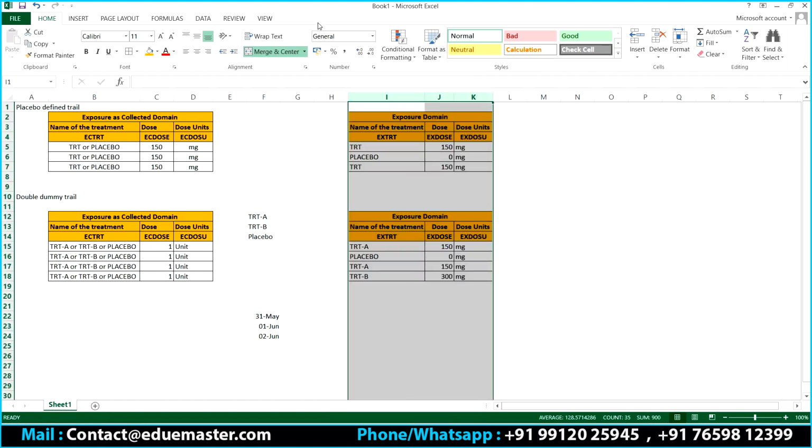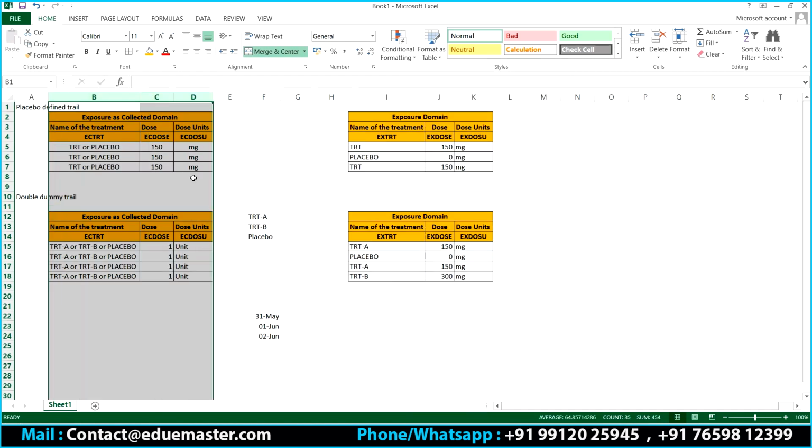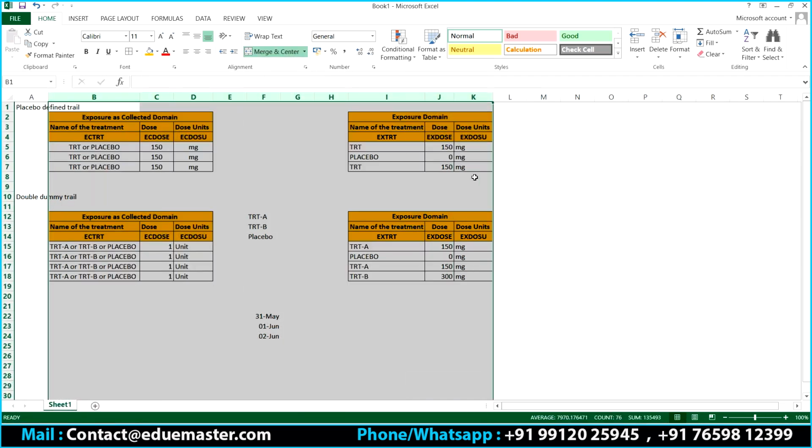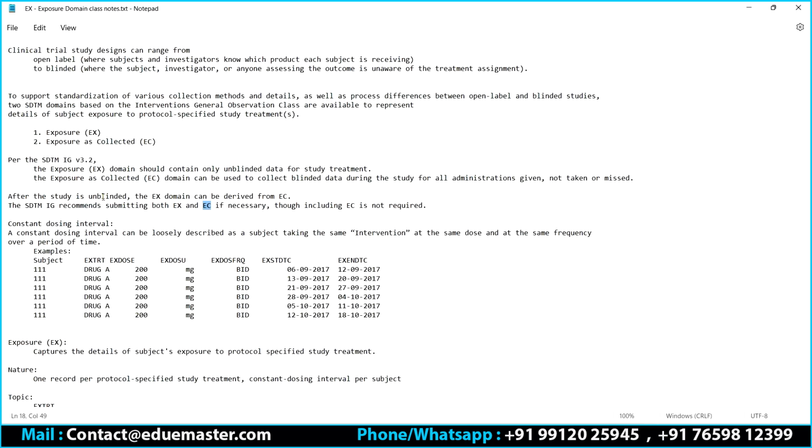Whether the subject has taken that particular pill or not, whether he missed it or not, those details will not be part of your exposure domain. Those will be part of your exposure as collected, because it has the information about what was collected and administered. Correct? So that is the reason it is recommended to have both. Am I clear? The SDTM implementation guide clearly mentions that we would need both the data sets. Yes, it's clear. Thank you.